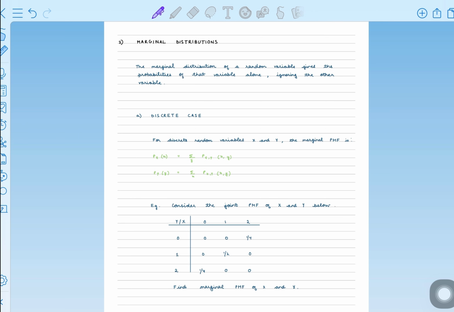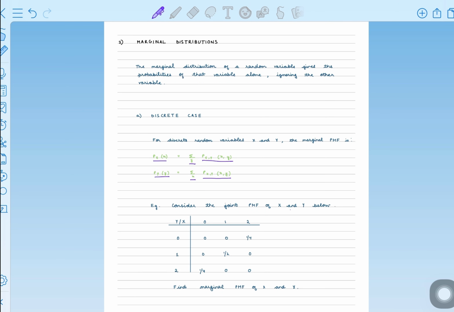Under the discrete case, to find the marginal PMF for the random variable x, we take the joint PMF and perform the summation over the range of y. Similarly, to find the marginal PMF of y, we take the joint PMF and do the summation of this over the range of x. Let's understand this with an example.